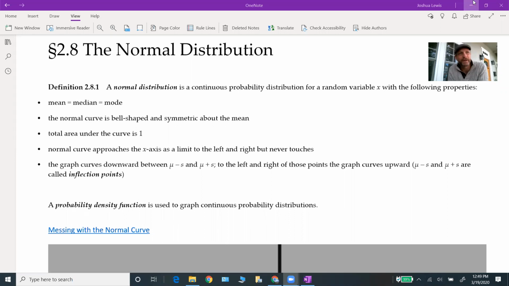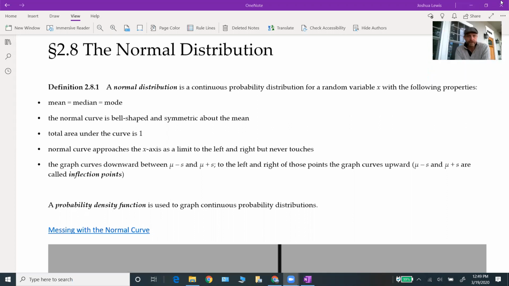and that should ring a bell, no pun intended, from the beginning of the course, when we talked about the empirical rule. And we're going to talk about it in greater depth here. The normal distribution is a continuous probability distribution for a random variable x with the following properties. Mean equals median equals mode. So that middle number is the same as the mean. It also occurs at the greatest frequency. The normal curve is bell-shaped, and it is symmetric about the mean.